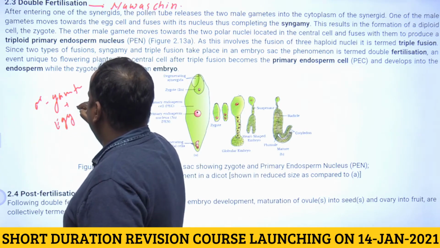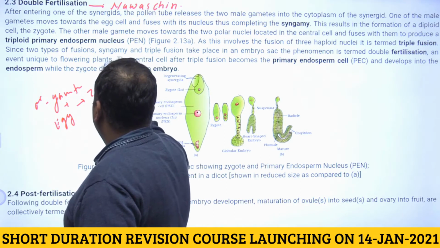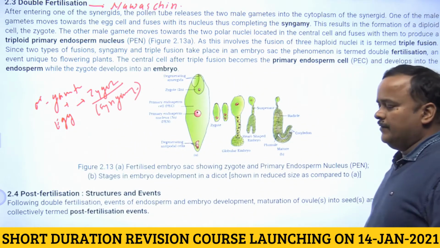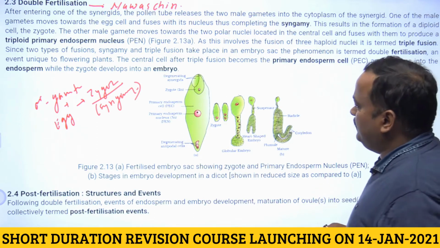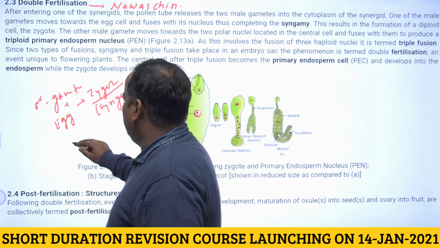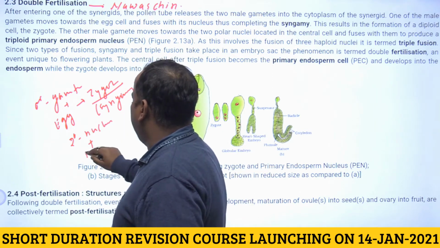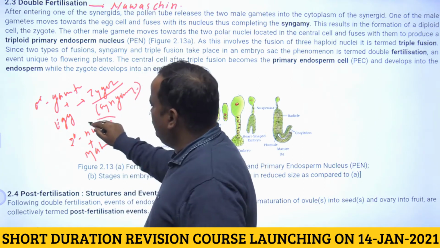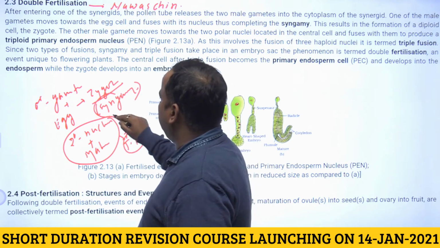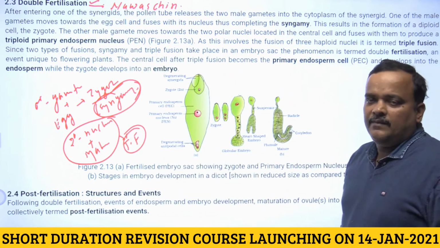Now, one of the male gametes will fuse with the egg to form a diploid zygote, and this is known as syngamy. Another male gamete fuses with the secondary nucleus, which is the product of two polar nuclei. So, secondary nucleus plus male gamete. Here three nuclei are involved, that's why it is referred to as triple fusion. And this triple fusion and syngamy together are referred to as double fertilization, which is a characteristic feature of angiosperms.